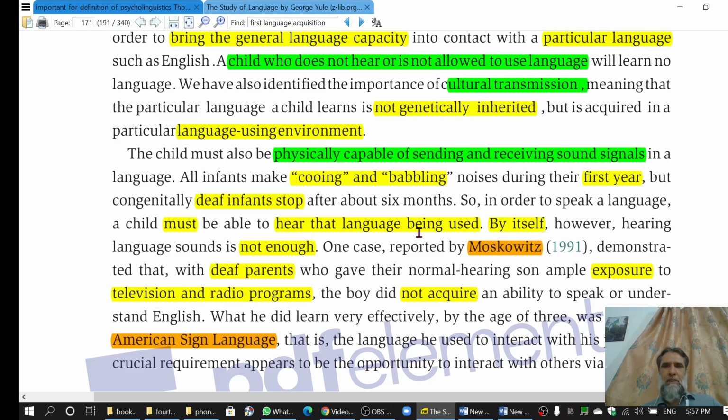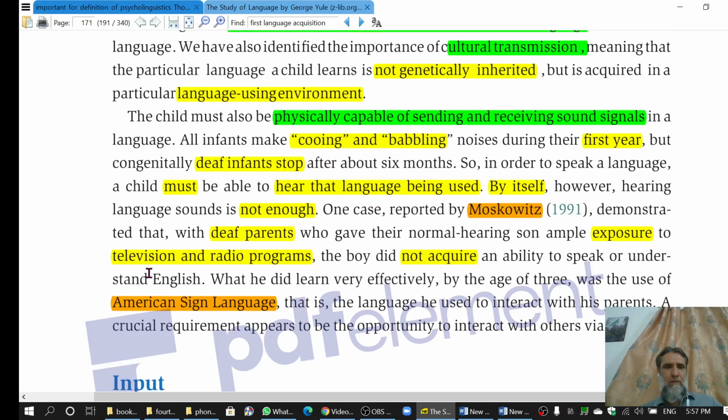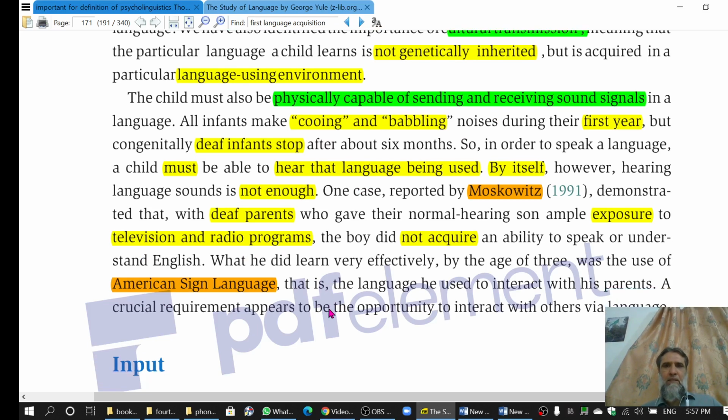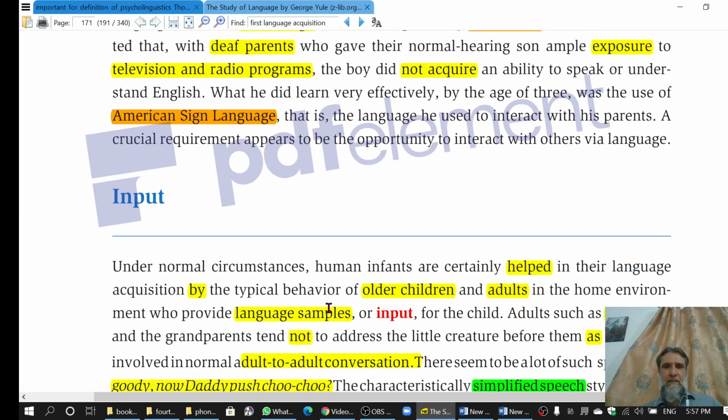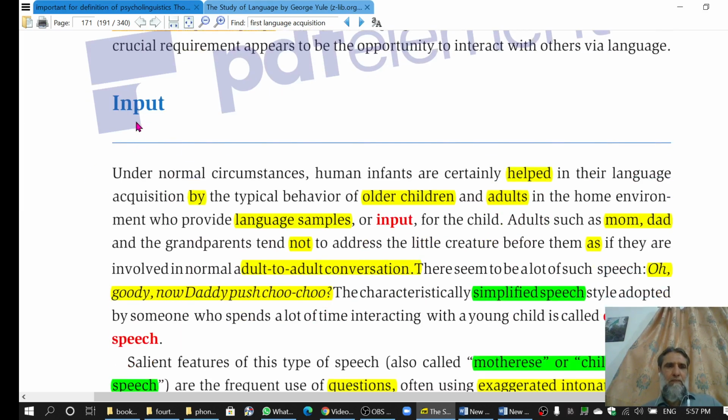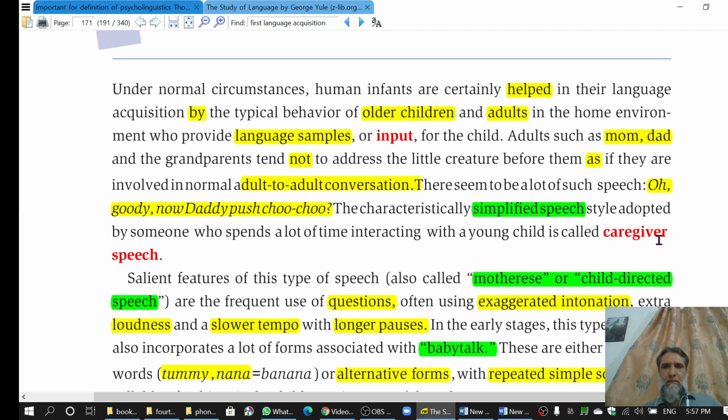The child was able to receive sound signals with the help of television and radio programs, but he was not able to send sound signals. He was able to give the sign language signals, but not sound signals. The next item is what is meant by input and what is meant by caregiver speech.